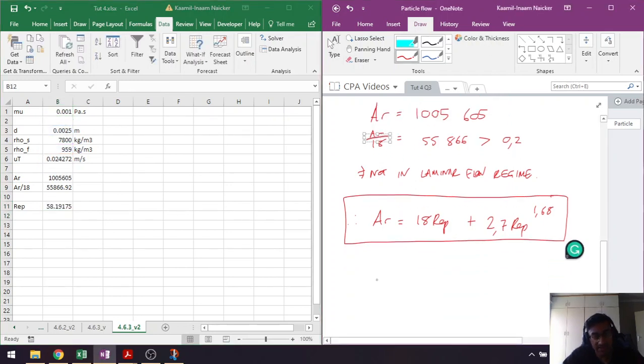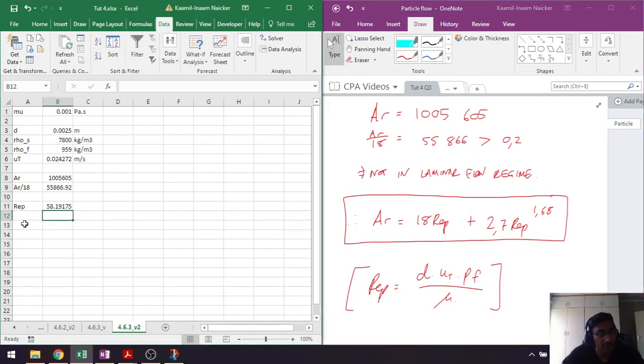So I'll go down here and say that my Reynolds number of the particle is equal to diameter, terminal settling velocity, density of the fluid divided by mu. And it's always nice to write down the equations you're using. Okay. Now I can set up my iterative equation. So I'm going to say the left-hand side is just equal to the Archimedes number. The right-hand side is equal to 18 times the Reynolds number plus 2.7 times the Reynolds number to the power of 1.68. And my difference is then equal to the left-hand side minus the right-hand side.